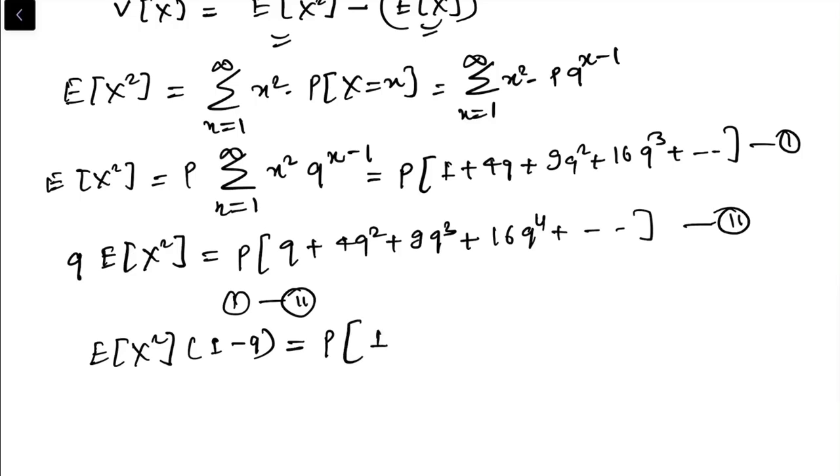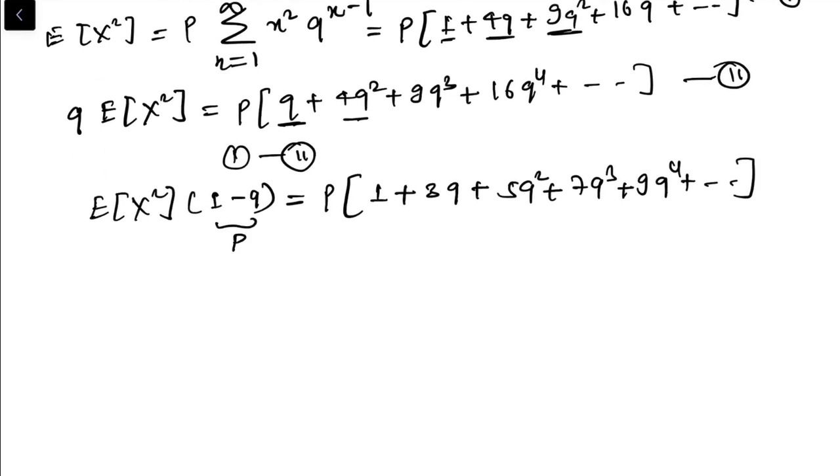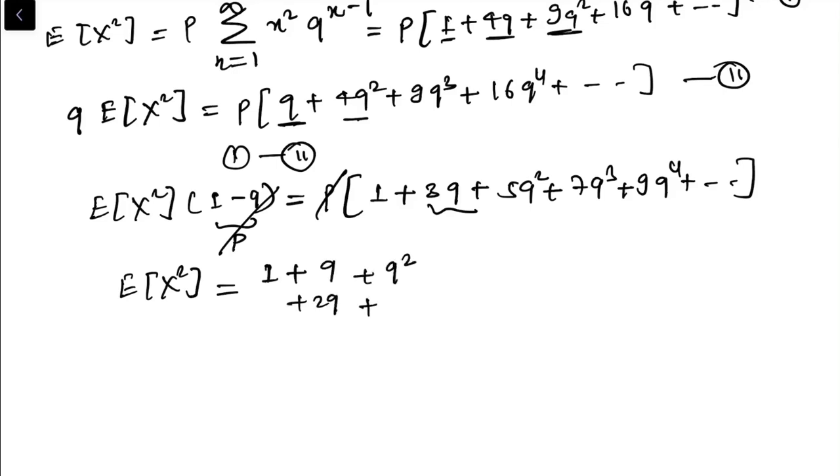And then we'll get 1 plus, so this 1 is same, and we can subtract these terms. So 3q plus 5q square, 7q to the power cube, 9q to the power 4, and so on. Okay, and this is simply p, so we can cancel this term. Expectation of x square is, now we can write this thing as 1 plus 1 plus q plus 2q, right? q square plus 4q square, q cube plus 6q cube, and so on.